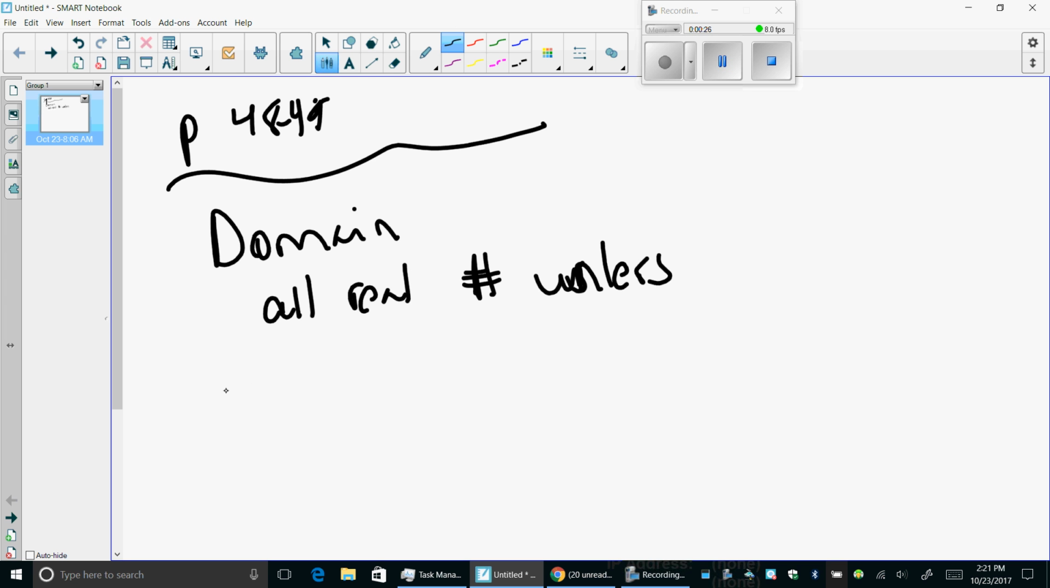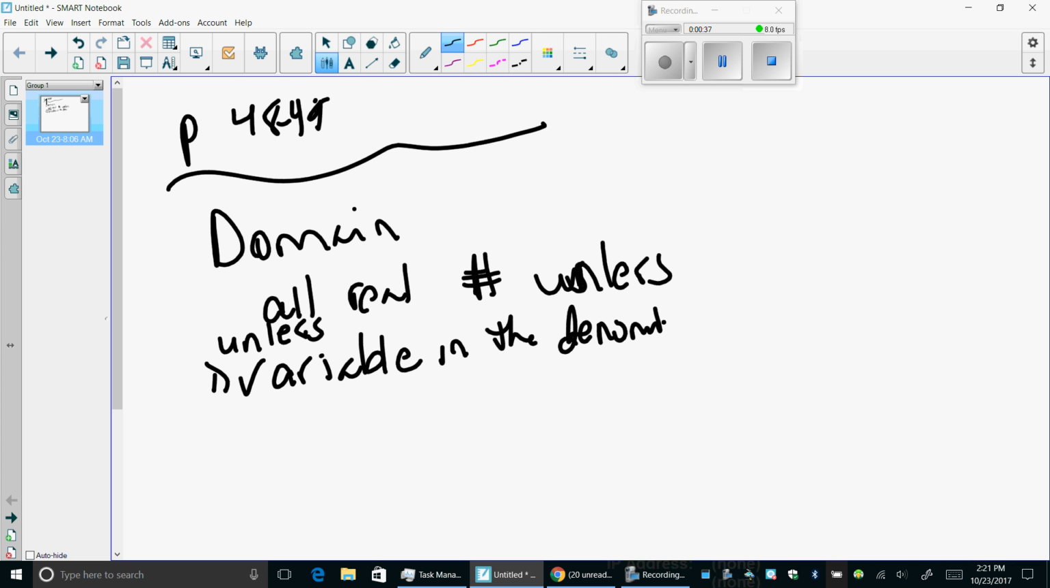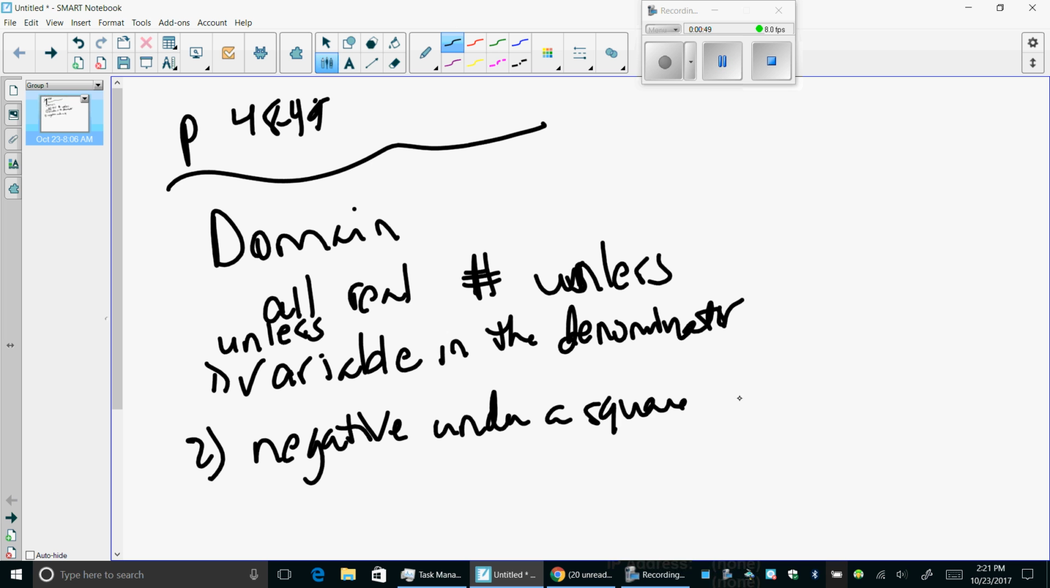you have a variable in the denominator, or you can't have a negative under a square root. All right, so either of those things would restrict our domain. In other words, the domain is what can x be, and it couldn't be certain things if we have one of these situations, or if in the problem they limit the domain, they limit what x can be.